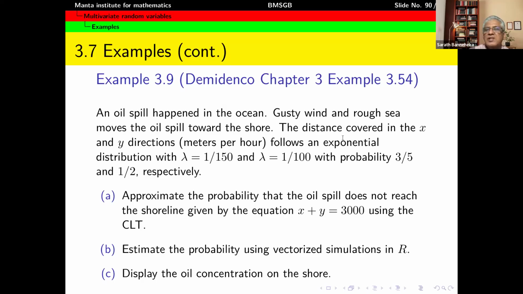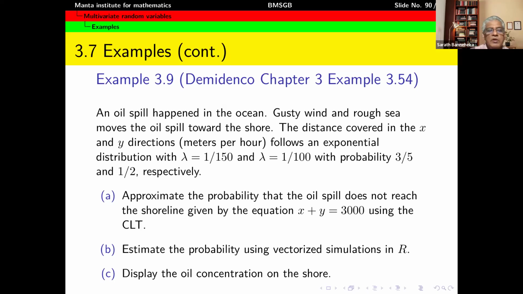So a certain exponentially distributed random variable amount will be the movement in the x direction. The probability of that happening is 3 over 5. Otherwise, the movement is 0 with probability 2 over 5. In the y direction, the movement is again exponentially distributed. That will happen with probability 1 over 2, or it will be not moving at all with probability 1 over 2. Right. So approximate the probability that the oil spill does not reach the shoreline given by the equation x plus y is equal to 3000 using the central limit theorem.